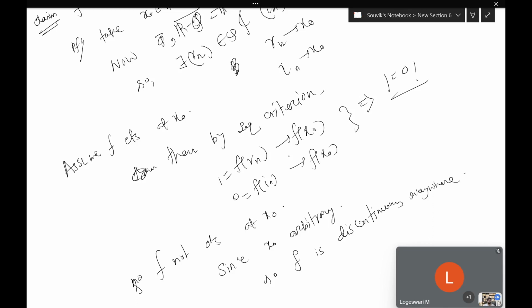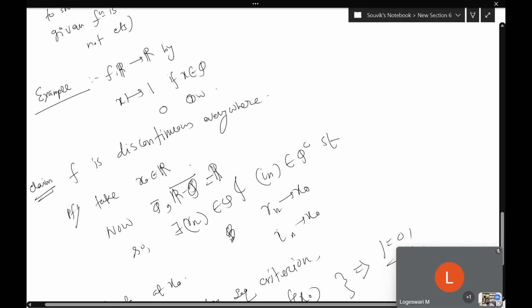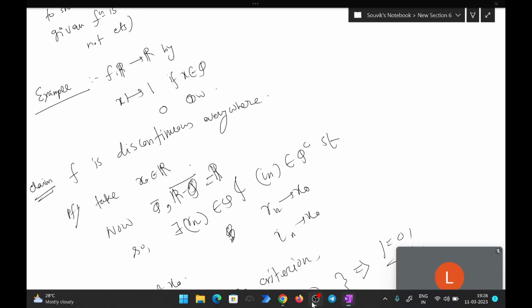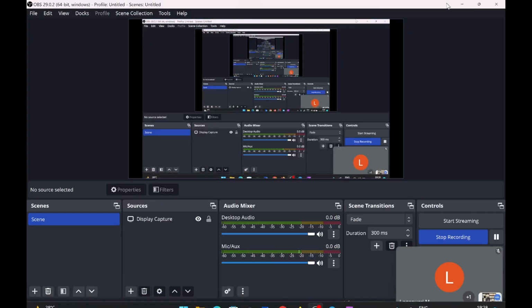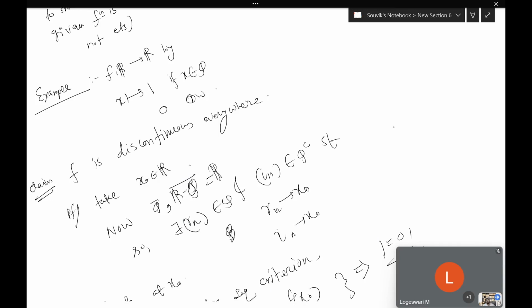Okay. So in this way we can use this theorem. Let me go through this example once again. In this example, we have shown that the function is discontinuous everywhere using the sequential criterion.